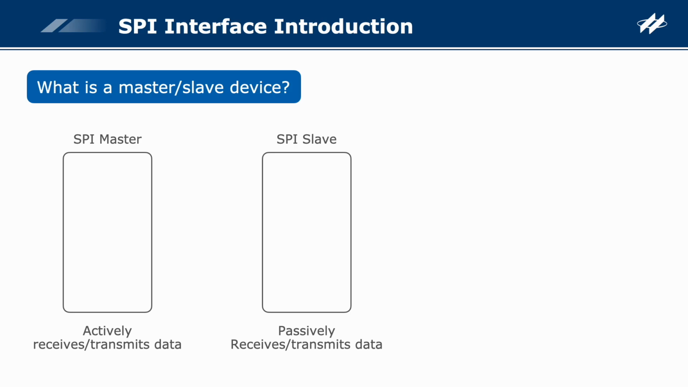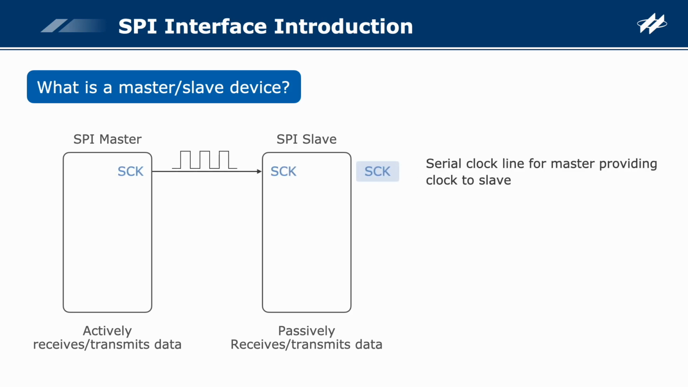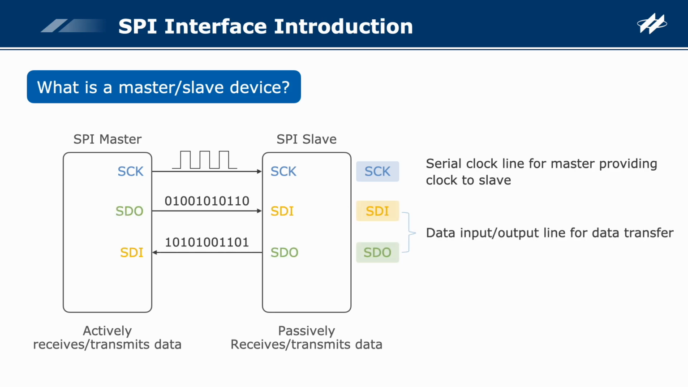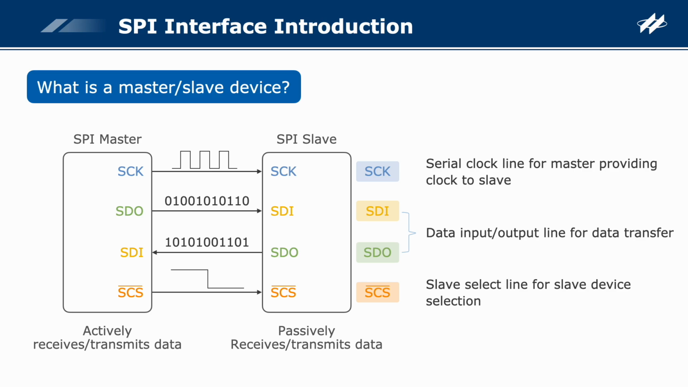The SPI interface of the HT8 MCU supports the master mode and slave mode, which is selectable. The master device actively receives and transmits data, while the slave device passively receives and transmits data. The SPI interface has 4 lines. SCK is the serial clock line, which is used by the master to provide clock to the slave. SDI and SDO are data input and output lines, which are used for data transfer. SCS is the slave select line, or known as chip select line for slave device selection.